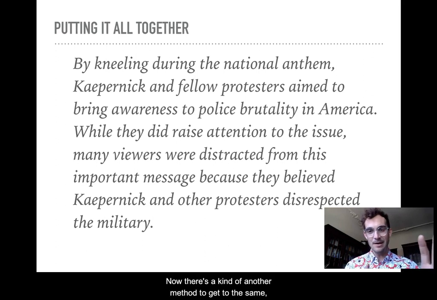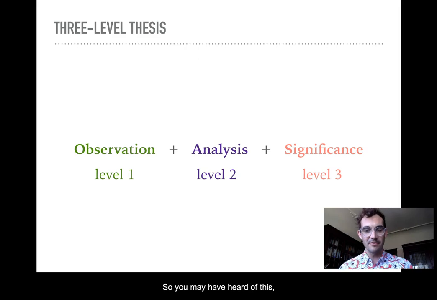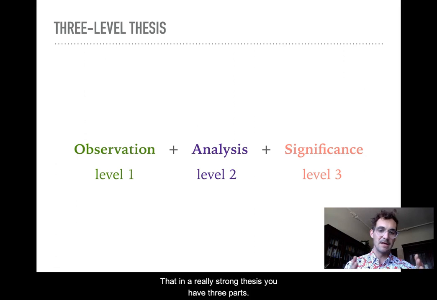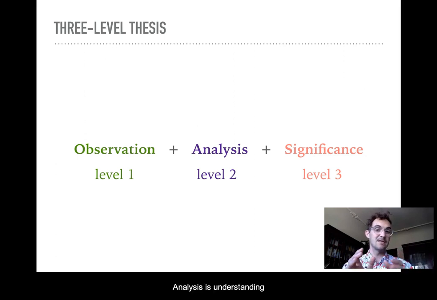Now, there's another method to get to this same destination, and that's something called a 3-level thesis. So you may have heard of this and you might not have. It's just another way to think about this: in a really strong thesis, you have 3 parts. One is an observation, something that most people would agree on. It's not arguable, something you can see. Analysis is understanding that observation, how it works, why it works, what it's trying to do. Significance is why it's important.